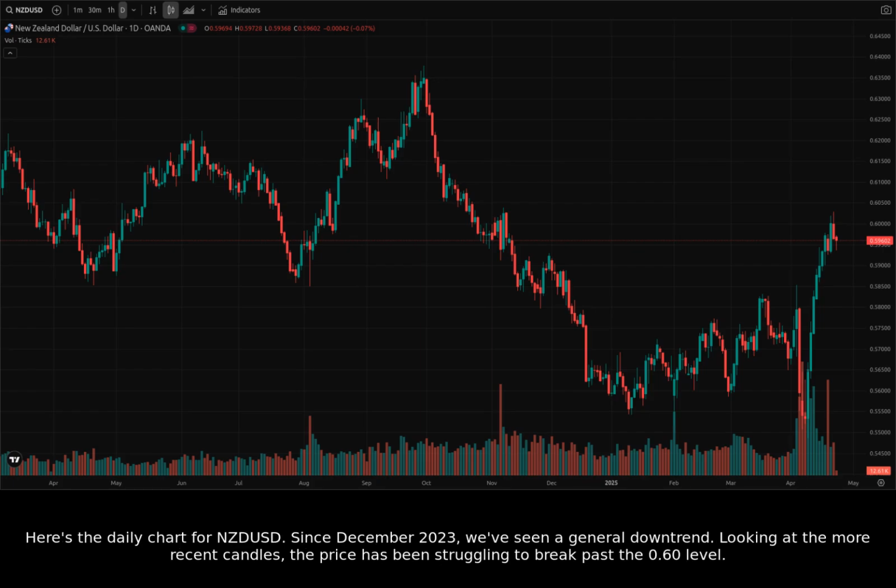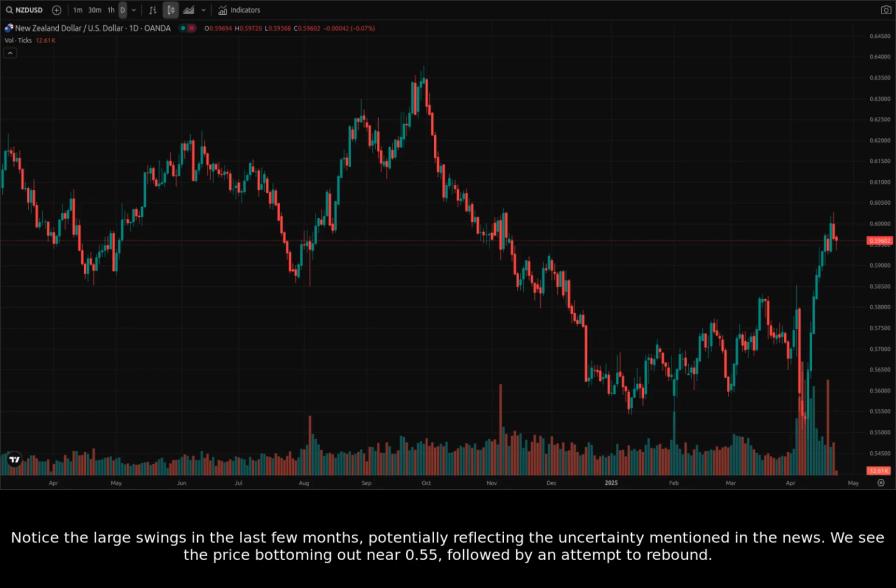Here's the daily chart for NZDUSD. Since December 2023, we've seen a general downtrend. Looking at the more recent candles, the price has been struggling to break past the 0.60 level. Notice the large swings in the last few months, potentially reflecting the uncertainty mentioned in the news. We see the price bottoming out near 0.55, followed by an attempt to rebound.